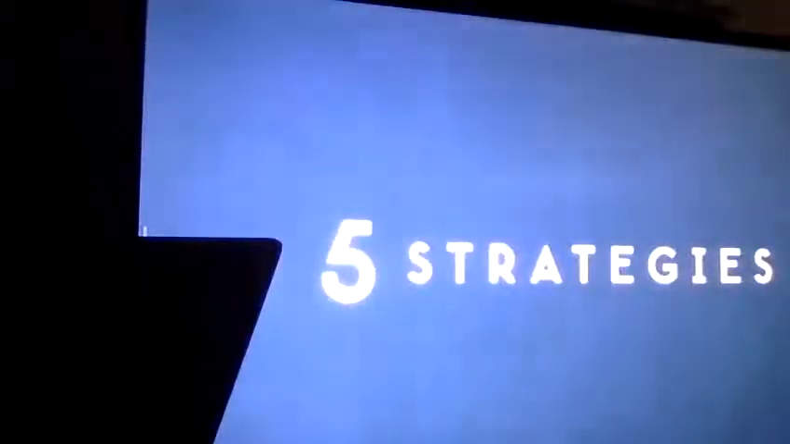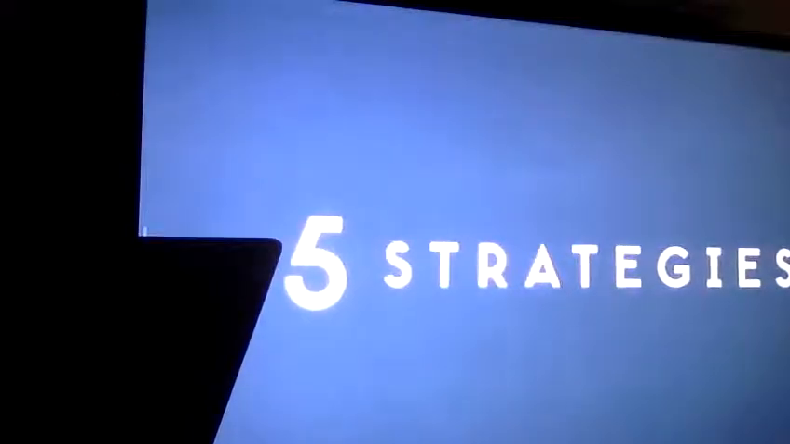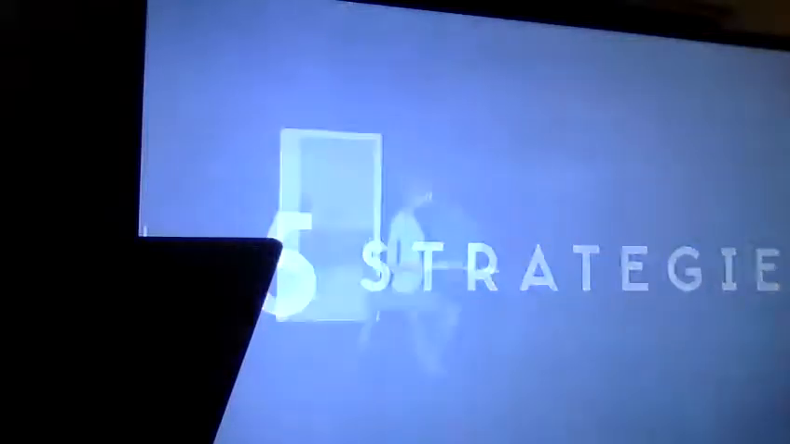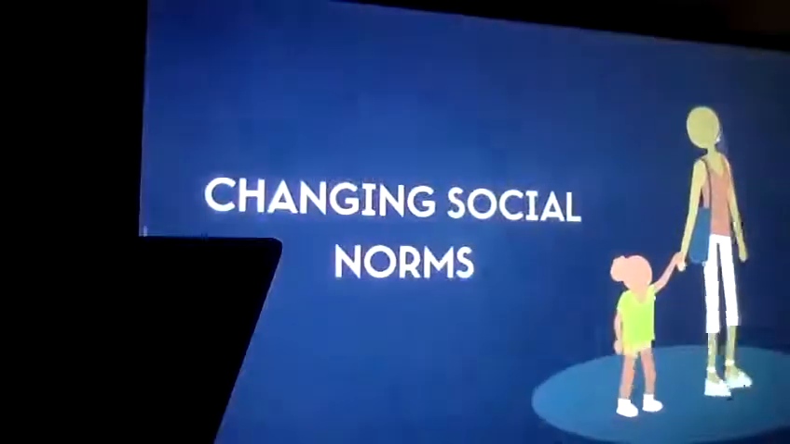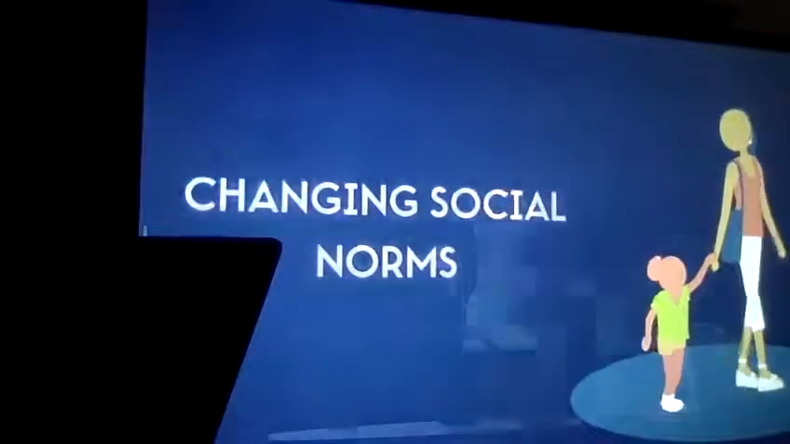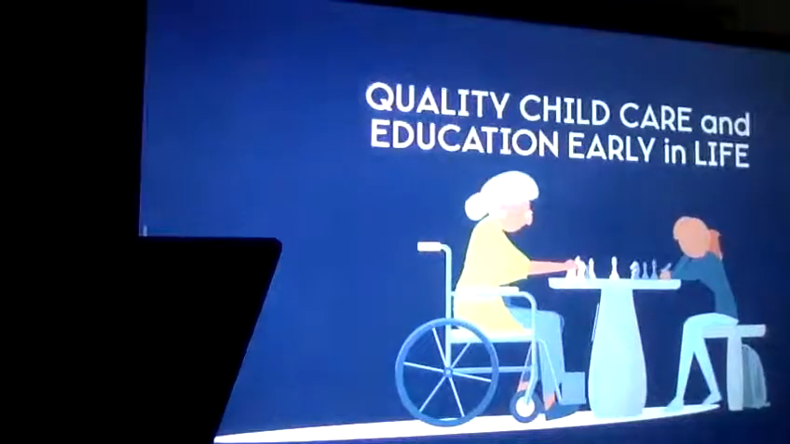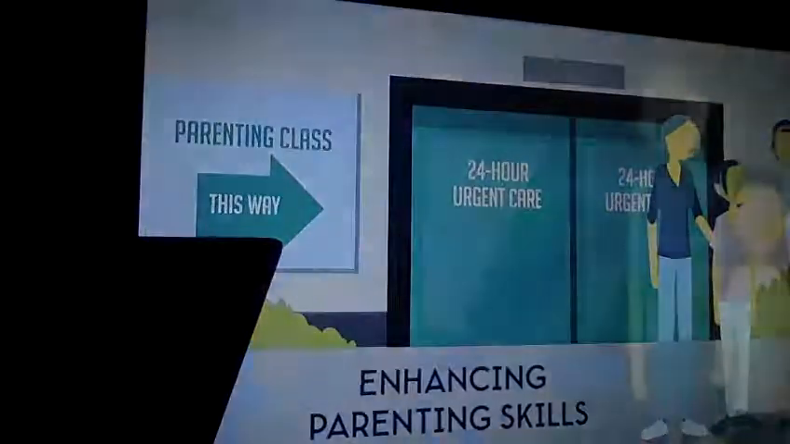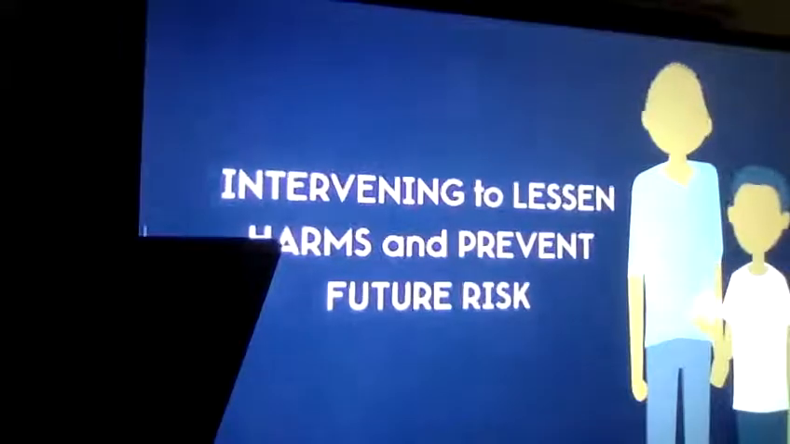In groups taking action, ACEs can be prevented. In fact, there are 5 known strategies that help stop ACEs before they even start. You can implement them in your own community, just like we did. How? By strengthening economic support for families, by changing social norms to support parents in positive parenting, by providing quality care and education early in life, by enhancing parenting skills to promote healthy child development, and by intervening to lessen harms and prevent future risk.